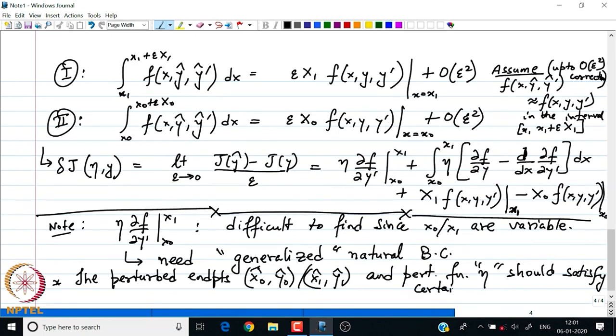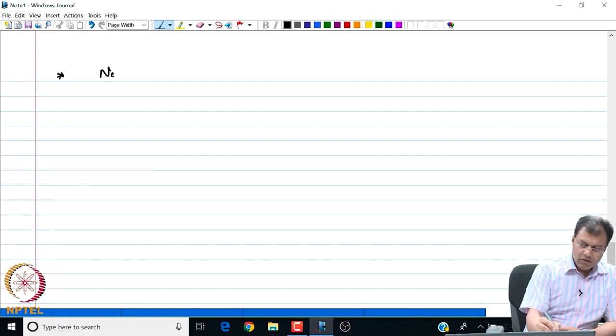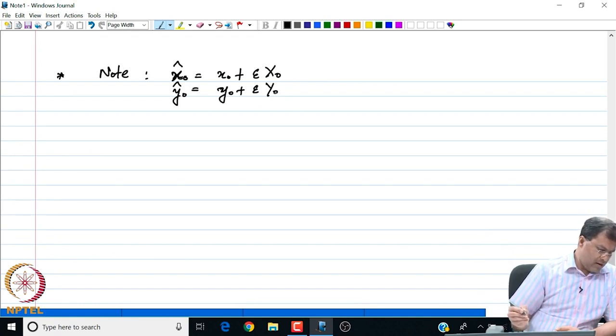Certain compatibility conditions. So, what are these compatibility conditions? They must satisfy these compatibility conditions. So, note that I am going to take my x naught. So, note my x naught hat is equal to x naught plus epsilon capital X naught, and my y naught hat is the perturbation of y naught plus epsilon capital Y naught. Okay. Now, let me call this relation A.